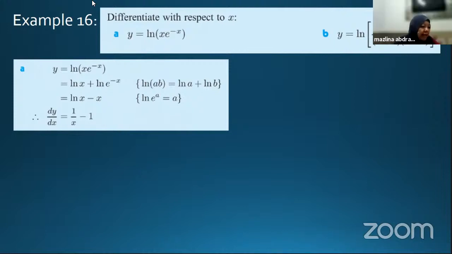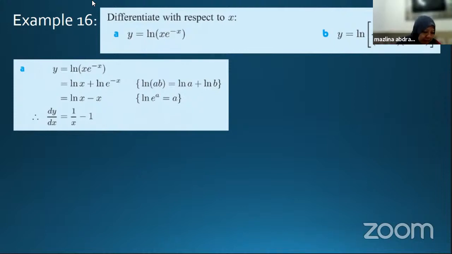So you will get ln x square minus ln (x plus 2) times (x minus 3). Then use one more rule, the ln AB rule again. Yes, ln AB, so ln A plus ln B.